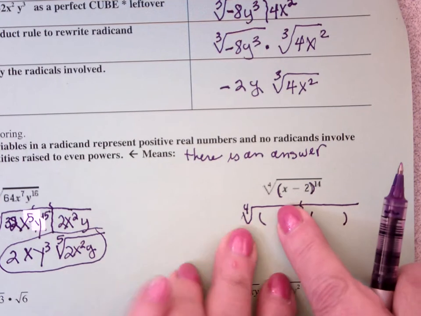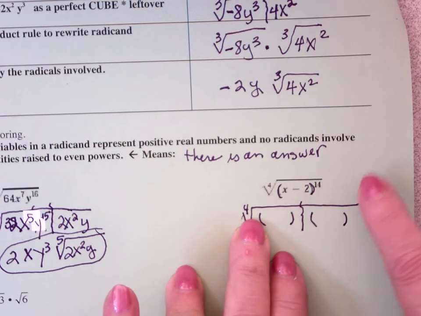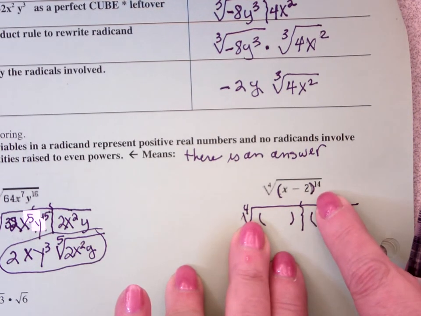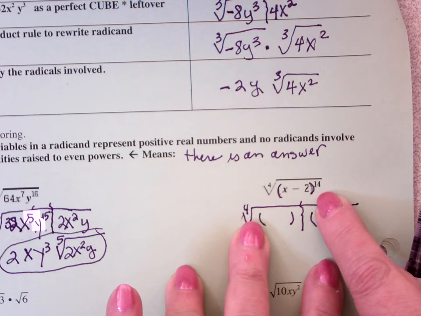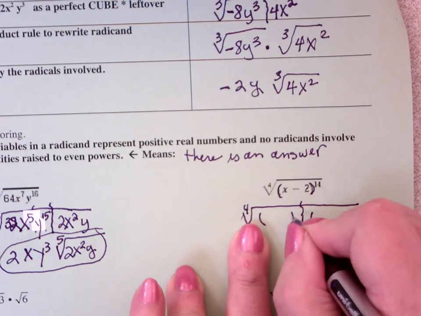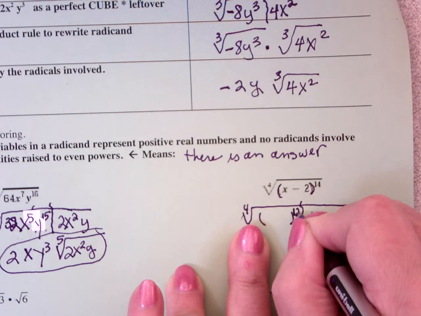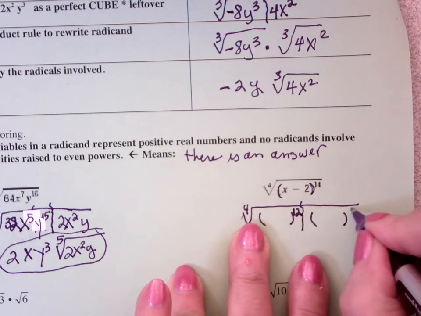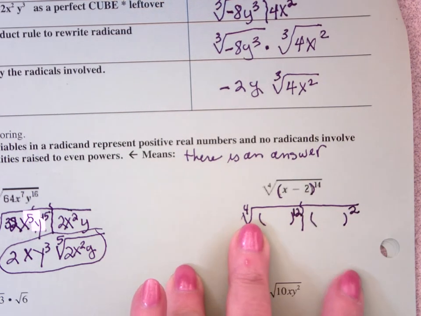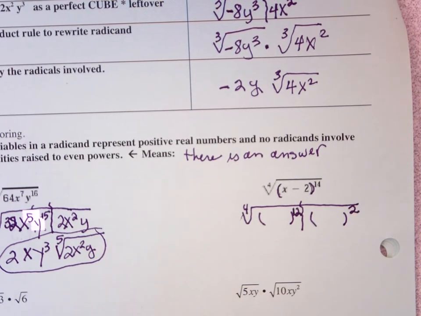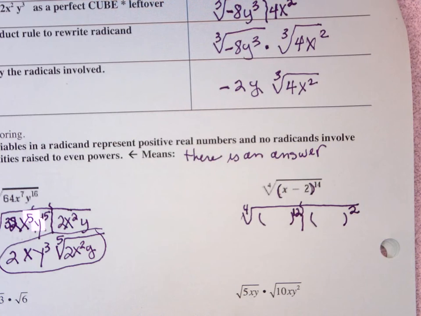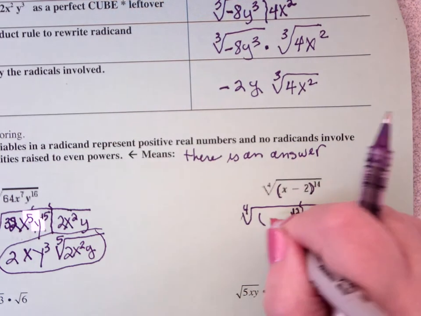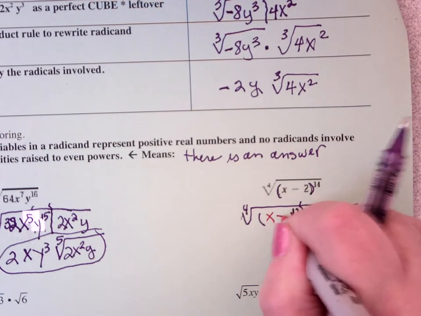I'm looking now at multiples of 4. What's the biggest number that's a multiple of 4 before 14? 12. So this is to the 12. I have 14 of them. That's to the 2. Now I care what's on the inside. I really don't care at this point what's on the inside. I do my final answer, but the inside happens to be x minus 2, so I don't forget.